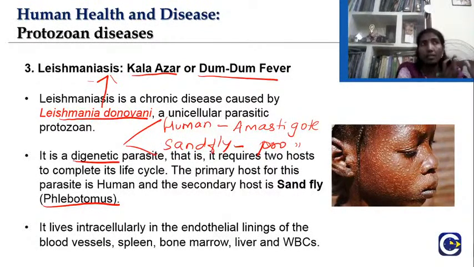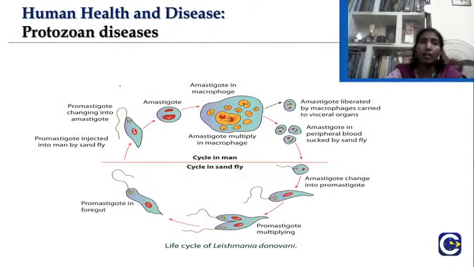So leishmaniasis is again a protozoal disease. It is caused by Leishmania donovani. Here it is a digenetic parasite where one half of the life cycle is going to be in the human and another half of the life cycle is going to be in the sandfly, phlebotomus. So that is where we have to understand. Now we'll see the life cycle of Leishmania donovani.